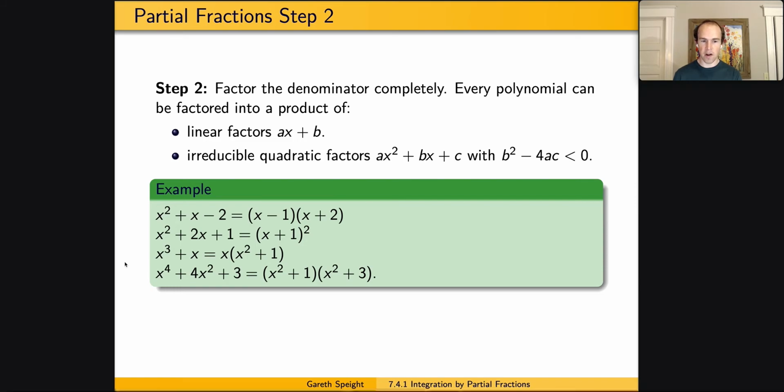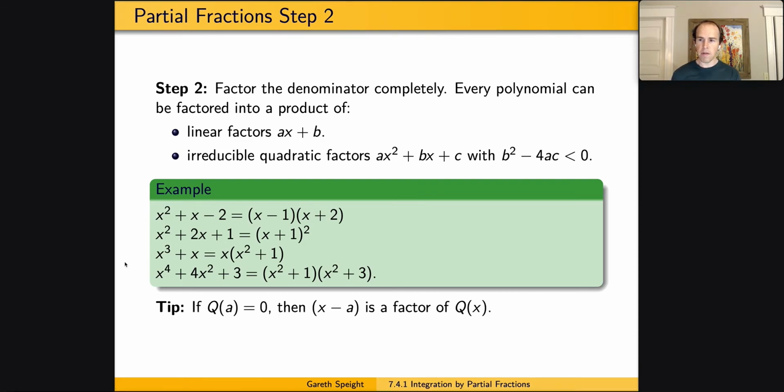Okay, and then, for example, they could get quite complicated. X to the 4 plus 4x squared plus 3 could be factored, for example, as x squared plus 1 times x squared plus 3. This will be quite a hard factorization. And as for how to find these factorizations, sometimes it's just trial and error, which would work pretty well with the first three. Just look at it and see what's happening.